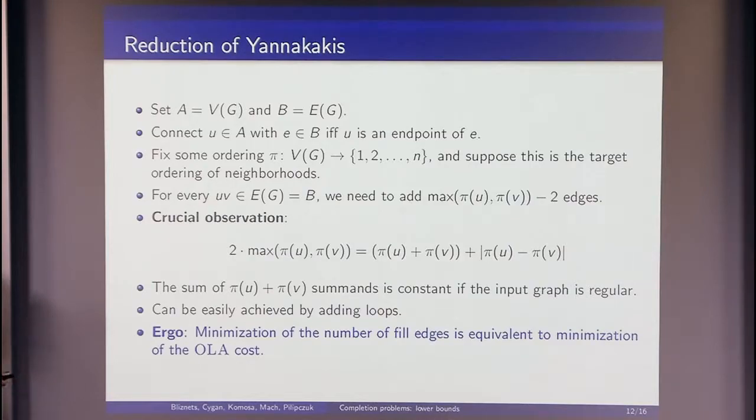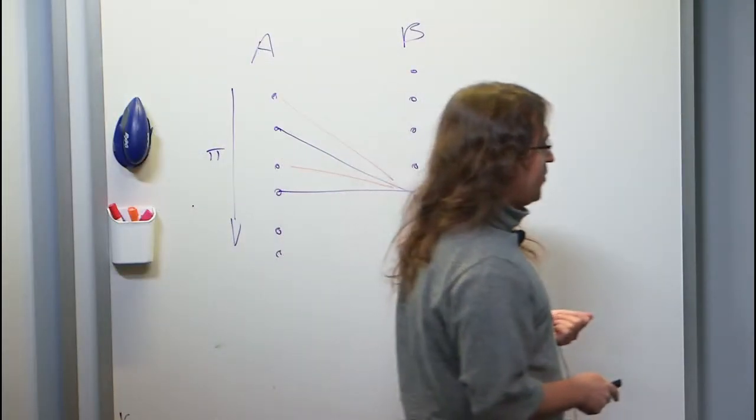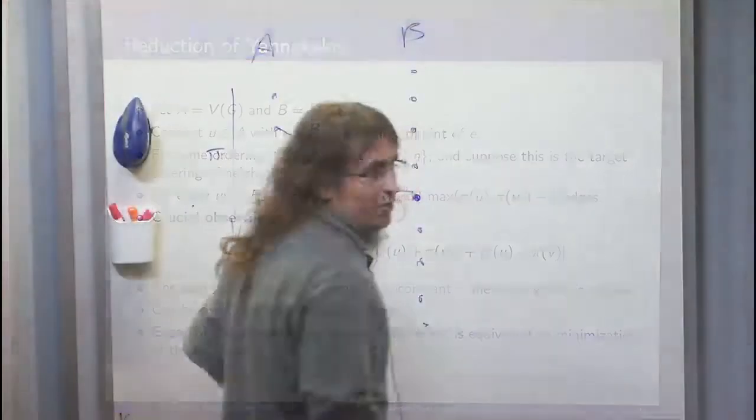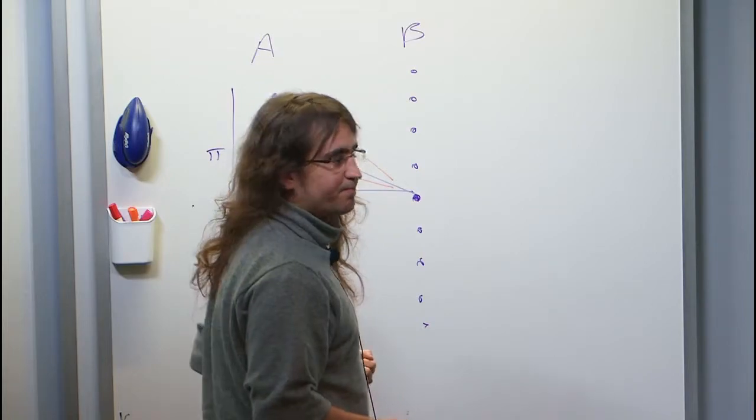So the minimization of the number of fill edges in the chain completion actually amounts to minimization of the OLA cost of this ordering pi, and we are done.